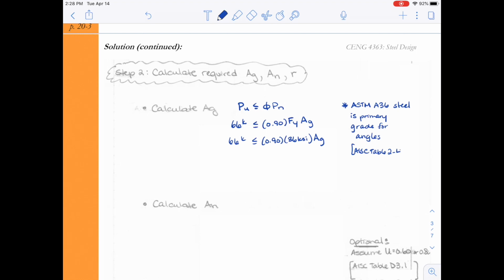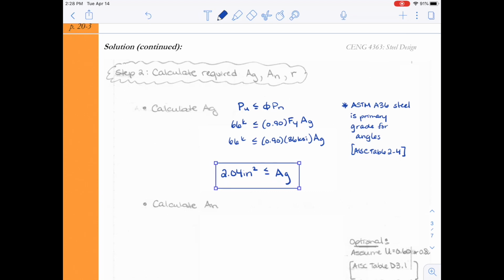All right, so working out the math, we see that the gross area has to be greater than or equal to 2.04 inches squared. If we can pick a member that has greater than 2.04 inches squared of area, then we will satisfy the yielding limit state.